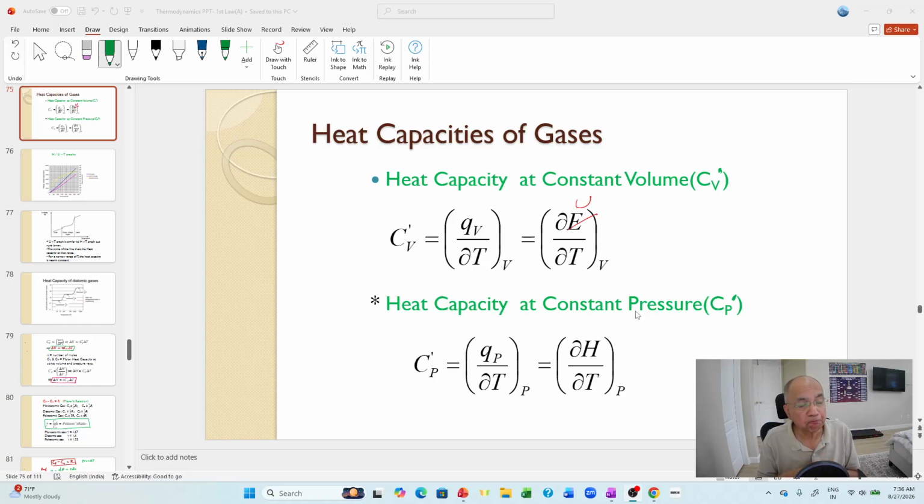And del H is equal to Qp, which is equal to, in our chemistry convention, del U plus P del V, because our work is minus P external into del V. Therefore, when it goes to the other side, it becomes del H is equal to del U plus P del V. And for chemical reactions, it is del n RT.